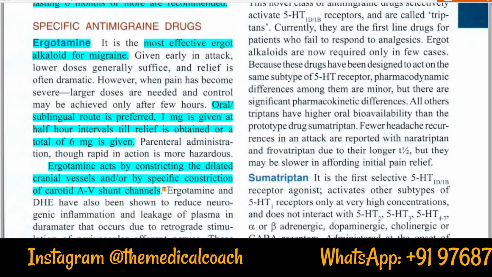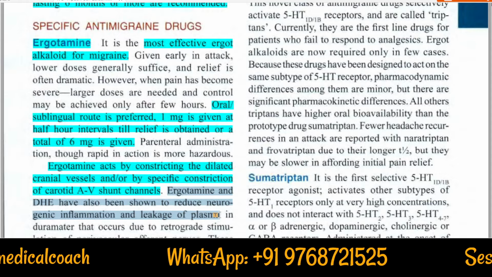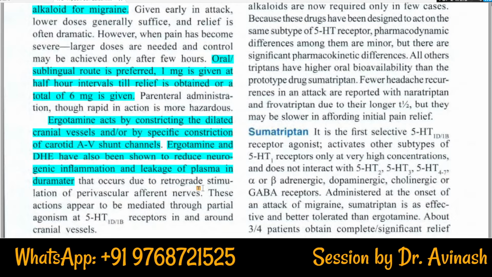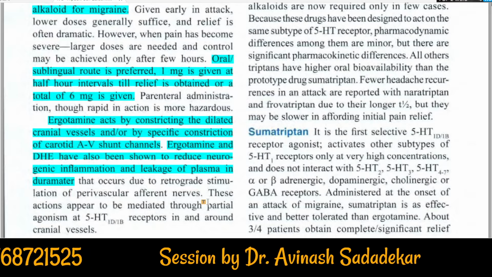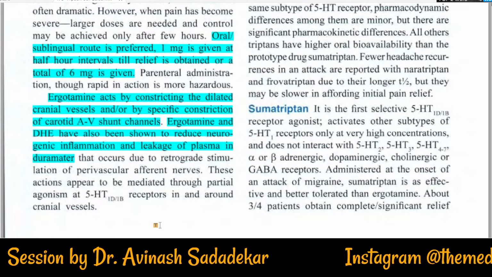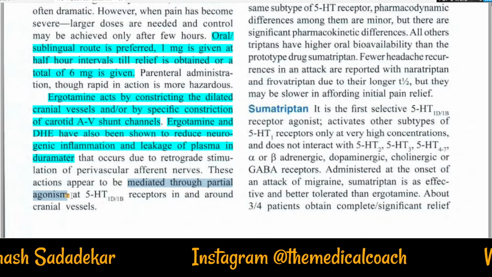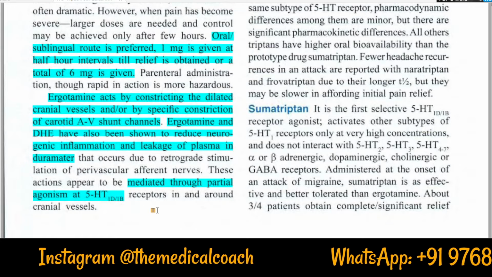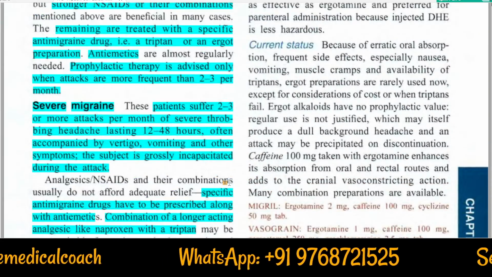Now there's a related drug called dihydroergotamine. What we have noticed is both these medicines reduce neurogenic inflammation and leakage of plasma in the dura mater. So if leakage does not happen, the dura mater does not get stretched. If the dura mater does not get stretched, then of course there will be no pain, there will be no perivascular inflammation also. Okay. How does it work? Well, it is thought to work through the partial agonism at the 5-HT1D/1B receptor around the cranial blood vessels. Easy to understand.